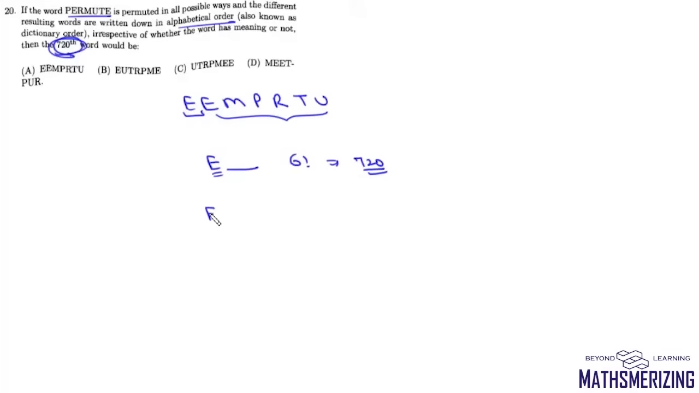So we'll get this E, and then we have to write all these letters starting from U all the way up to E. So it'll be E, U, T, R, P, M, E, and that's your 720th word. So it should be E, U, T, R, P, M, E, and that's your option number B.